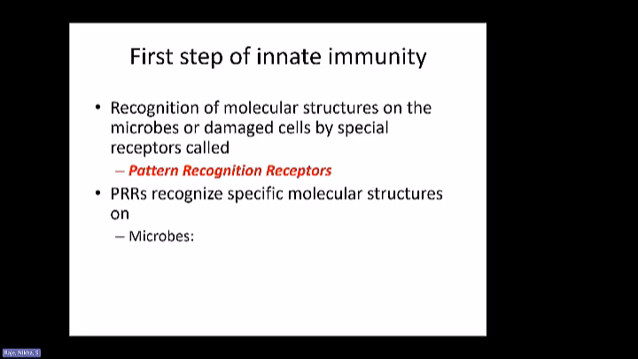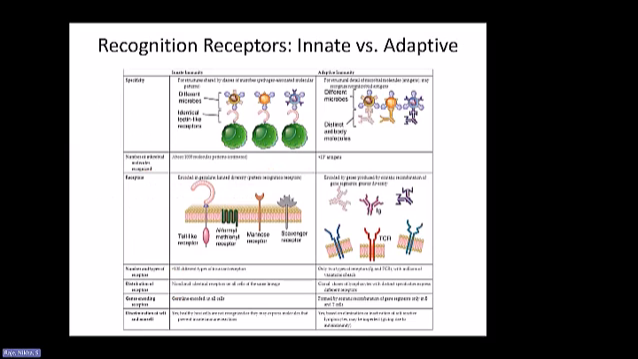So what are the molecular structures on microbes that are recognized by PRRs? Like the PAMPs and the DAMPs. Okay, so PAMPs and DAMPs. They are the targets of the pattern recognition receptors, and the overall response of the innate immune system is based on this recognition.